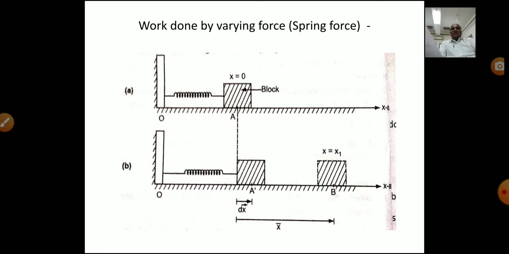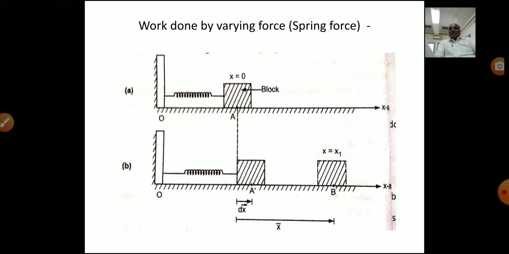Here in figure A we have considered a spring having spring constant K, and one end of the spring is fixed to a vertical support such as a wall, and the other end is tied to a block placed on a smooth horizontal surface. This is the situation as shown in figure A.